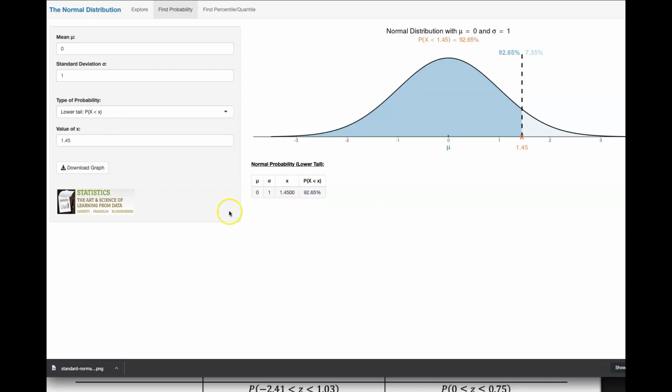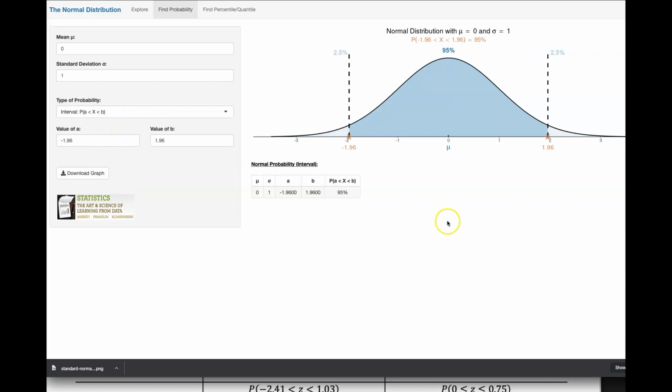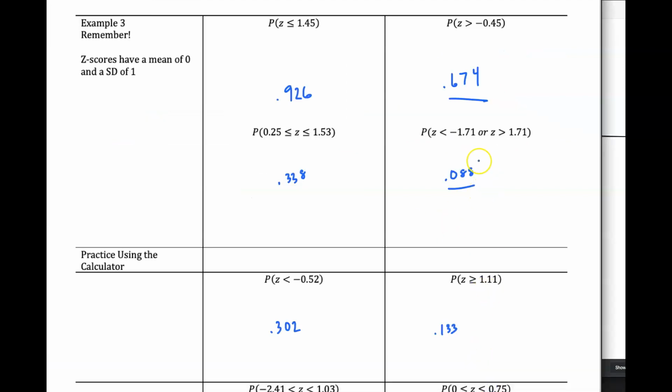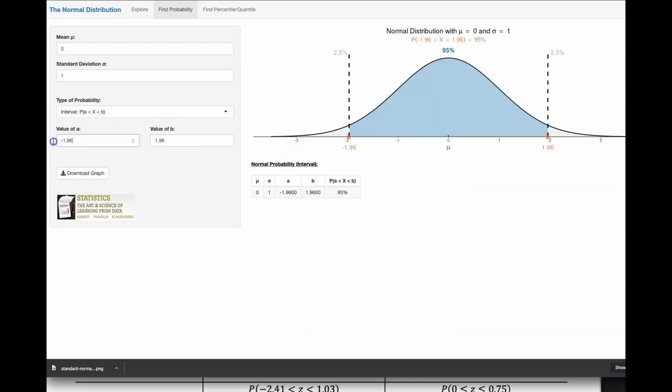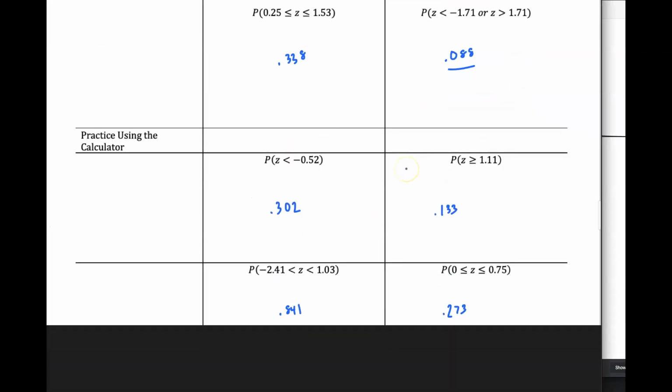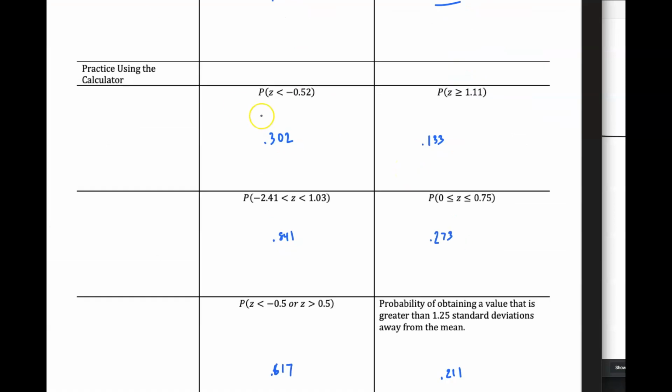The other one was a between, and I think that was between 0.25 and 1.53, and then you see that there's that answer again. Okay, so that's how you use the Art of Stat. Let's do one more here, and you'll do these other ones on your own.